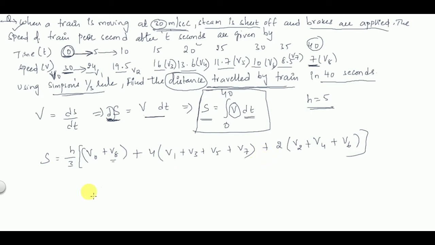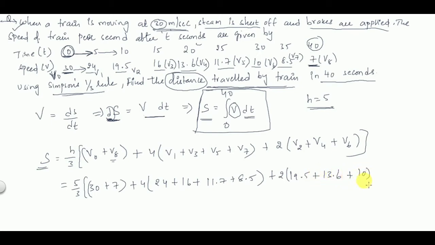Okay, so this is the answer. That is what you have to find here. So what is h by 3? H is 5, so it is 5 by 3 into v0 plus v8, it is 30 plus 7, plus 4 into v1, 24 plus v3. v3 is 16 plus 11.7 plus 8.5 plus 2 into v2. v2 is 19.5 plus 13.6 plus v6 is 10.